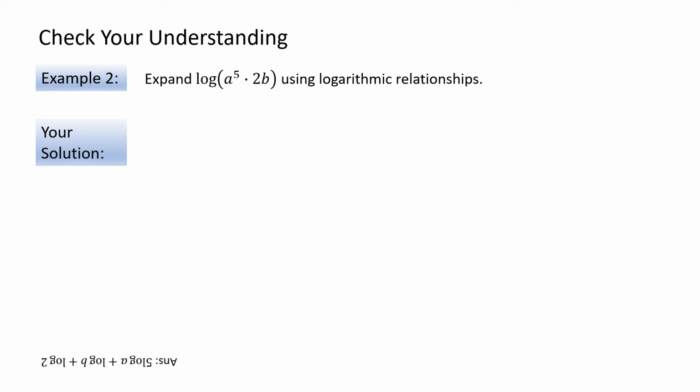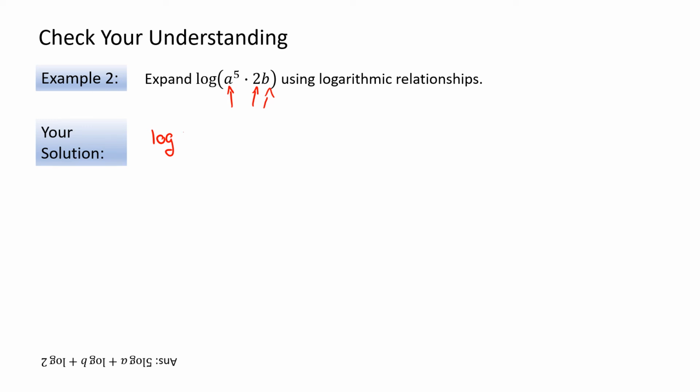Our second example is the log of a to the exponent 5 times 2b, again using logarithmic relationships. So we have 3 items, again, added and multiplied together: a to the exponent 5, 2, and b. So we can start by breaking all these out. So the log, and again I have log here. That's understood when there's no base that it's base 10. So we don't have to write base 10, we just know it is.